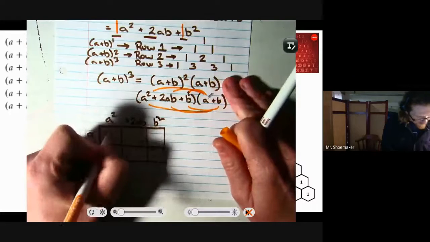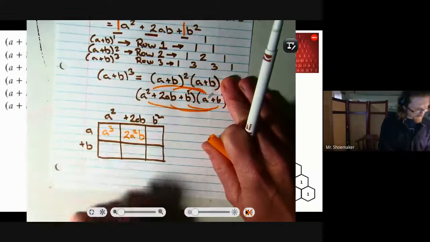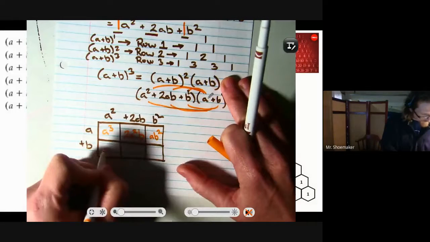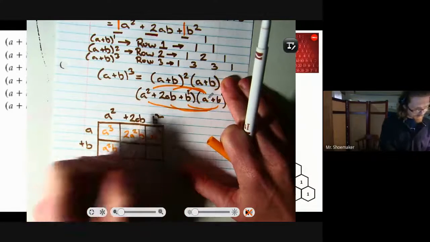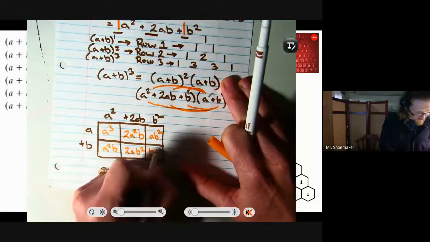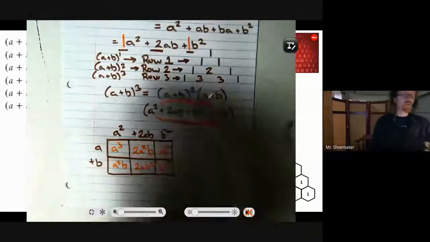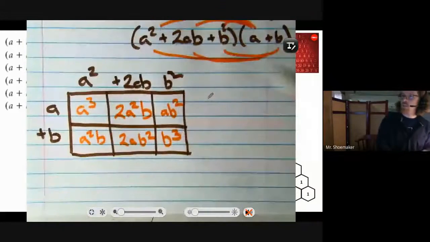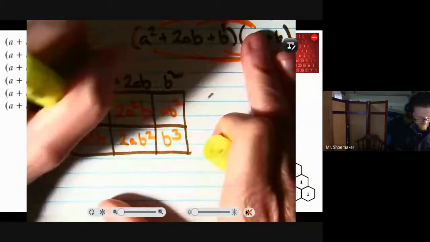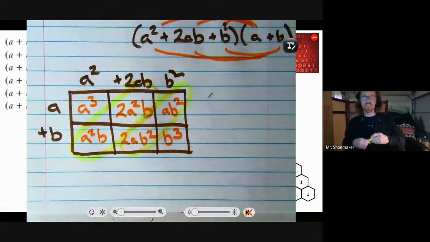A times a squared is a cubed. A times 2ab is 2a squared b. A times b squared is ab squared. B times a squared is a squared b. B times 2ab is 2ab squared, and b times b squared is b cubed. Now, what's nice about this box method, as mentioned before, is it helps us organize our like terms, because those like terms will generally be in diagonals if the polynomials were written in standard form.